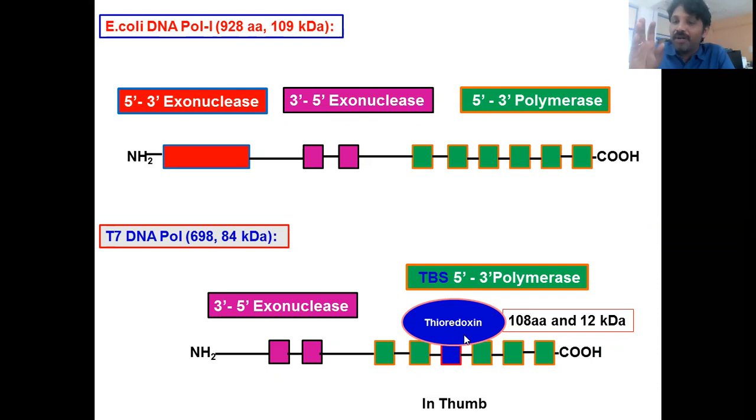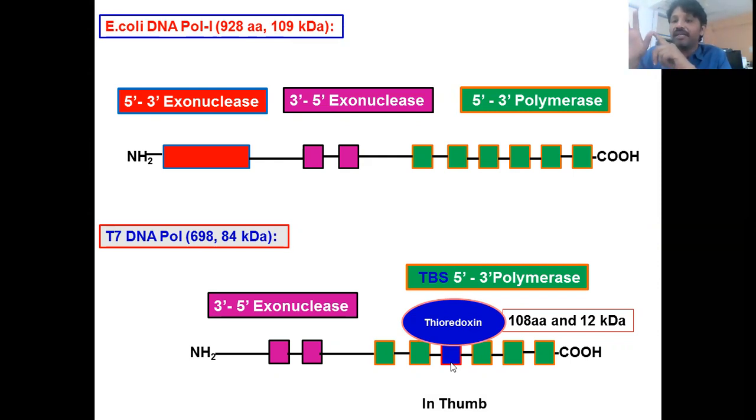So the T7 DNA polymerase and thioredoxin heterodimer complex has T7 DNA polymerase activity and exonuclease activity. The thioredoxin binds to the thioredoxin binding site in the thumb of the DNA polymerase structure. You all know that any DNA polymerase has a right hand structure with the thumb, palm and fingers.